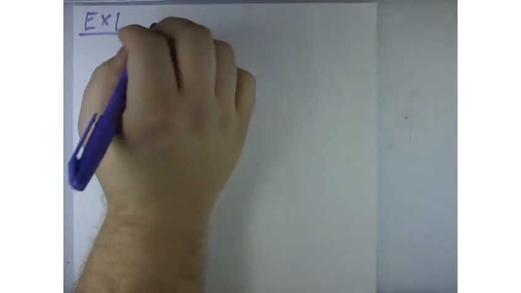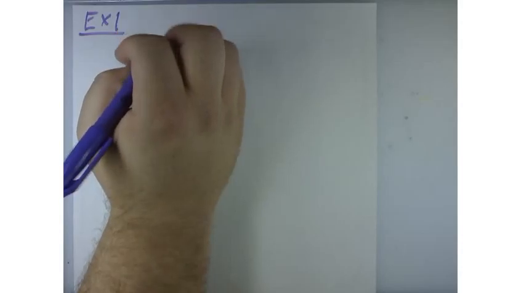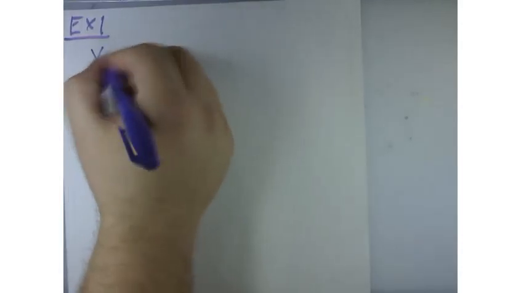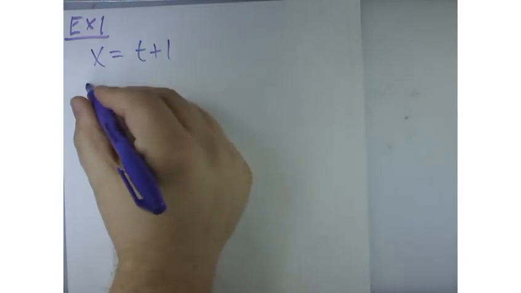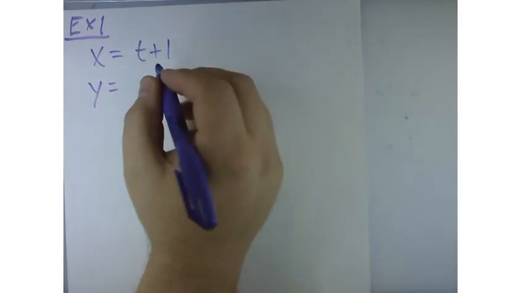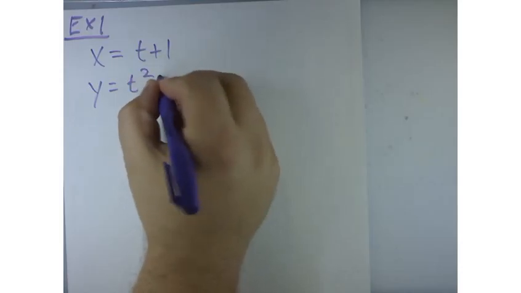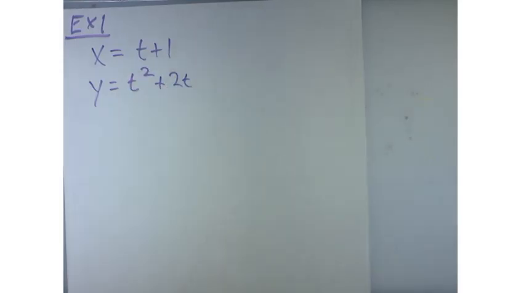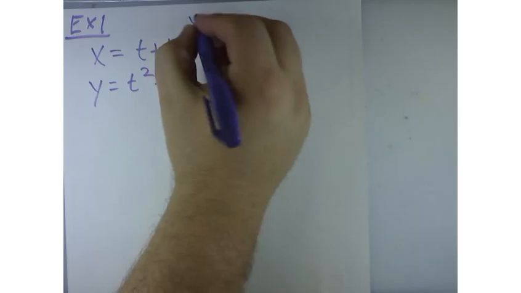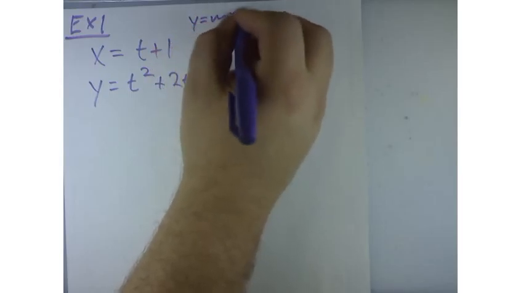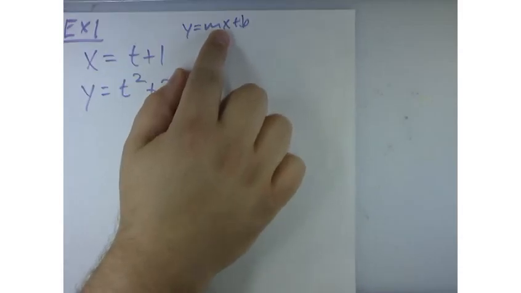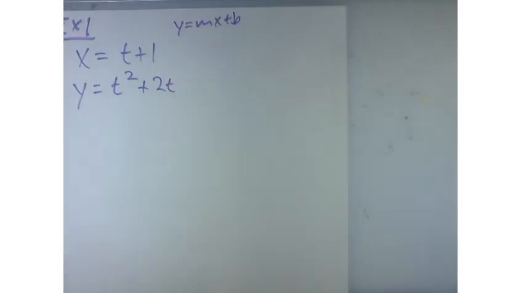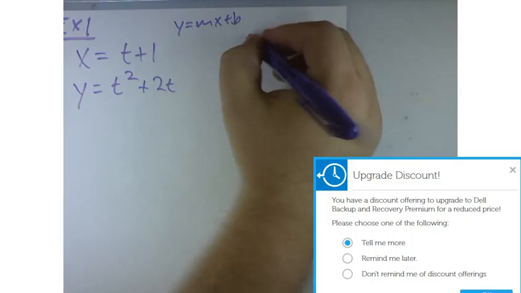Example number 1 from your textbook, it's basically the introduction to parametric equations. Now, we're used to seeing things written in terms of y equals some variation of x. All right? And so what we're used to seeing is something that looks like this, y equals mx plus b. And so what this means is that x is the independent variable, all right, and y is the dependent variable.